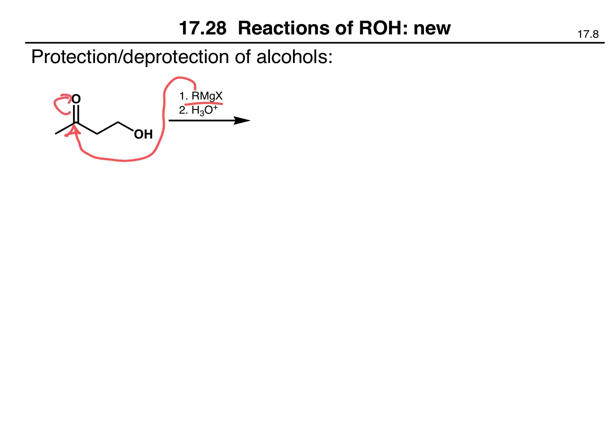But because of the presence of an acidic hydrogen, instead, the Grignard will just act as a base, grab off that proton, and that will quench the Grignard. So one approach that can be used is to convert the alcohol into a different type of functional group, one that is not reactive with a Grignard reagent.